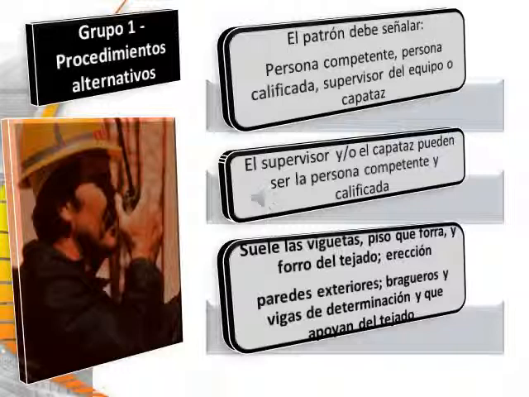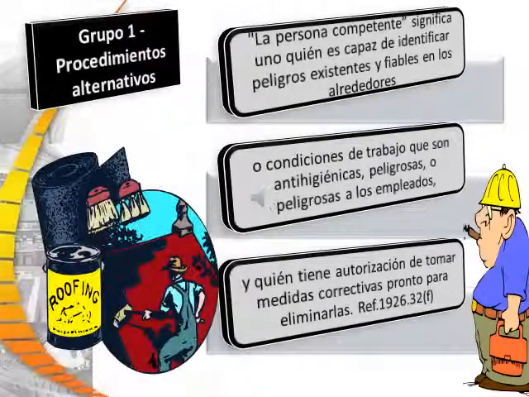Floor joist, floor sheathing, and roof sheathing, as well as erecting walls and setting and bracing roof trusses and rafters, should be among his knowledge base. A competent person means one who is capable of identifying existing and predictable hazards in the surroundings of the work environment which are unsanitary, hazardous, or dangerous to employees, and who has the authorization to take prompt corrective measures to eliminate them. References: 1926.32, Section F.